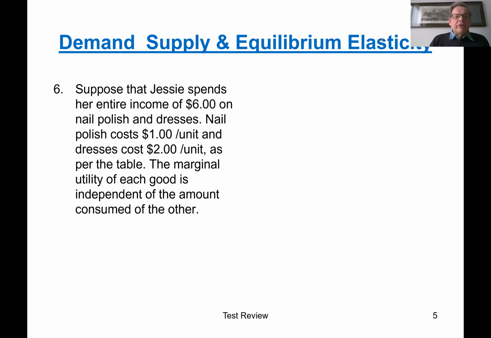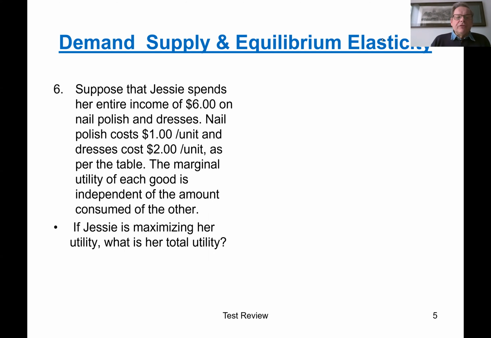Question number 6. Suppose that Jessie spends her entire income of $6 on nail polish and dresses. Nail polish costs $1 per unit and dresses cost $2 per unit. As per the table that will come up shortly, the marginal utility of each good is independent of the amount consumed of the other. If Jessie is maximizing her utility, what is her total utility?